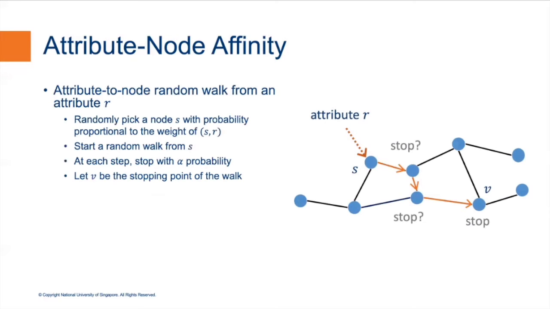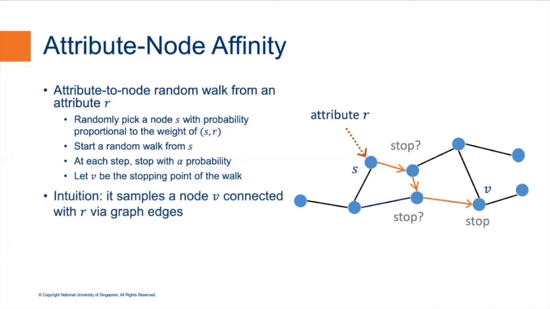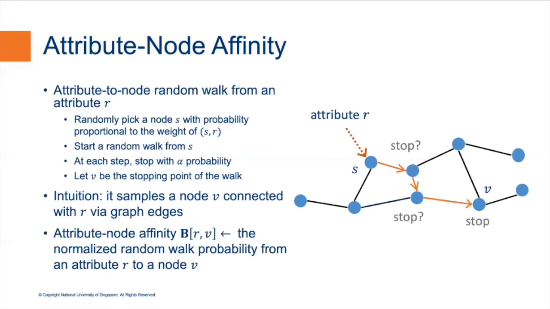The attribute to node random walk from an attribute R first picks a node S having attribute R according to the weight of their association, and then starts a random walk from S until terminating at a node V. The intuition here is that if a node V has a strong connection to an attribute R, then the random walk from R has a relatively high probability to sample V. Based on this notion of random walks, we define the attribute node affinity BRV between node V and attribute R as the normalized probability that an attribute to node random walk from attribute R ends at node V.